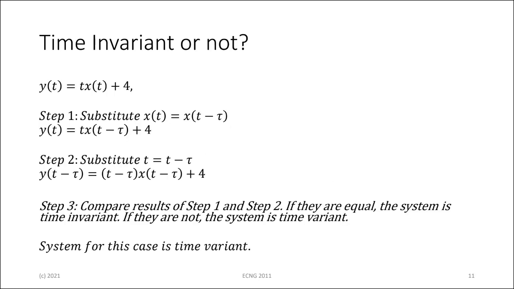So if you look at some of these things, right? For instance, the first one, y(t) is t x(t) plus 4. So if I change x(t) to x(t plus tau), y is equal to t plus tau plus 4. Is that causal or not? Sorry, time invariant or not?